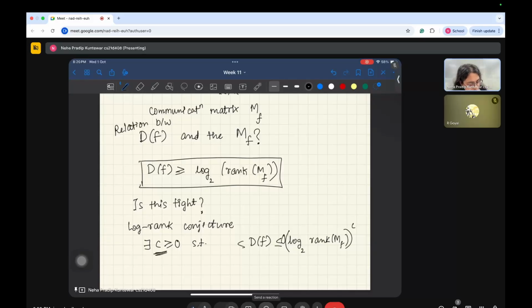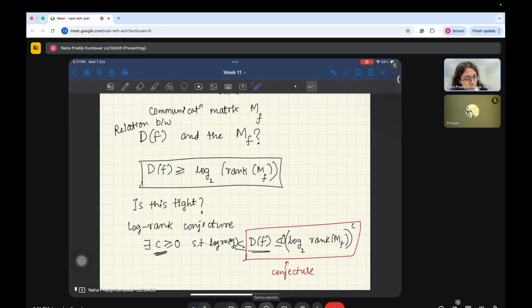So this is the conjecture, and this is something we already know, the log rank of M_f. So it lies somewhere between the log of rank and some power of log rank, but this is something that we don't yet know how to prove. I'll just highlight this part. This is the conjecture. So the question is, what is the best possible thing that we know here?